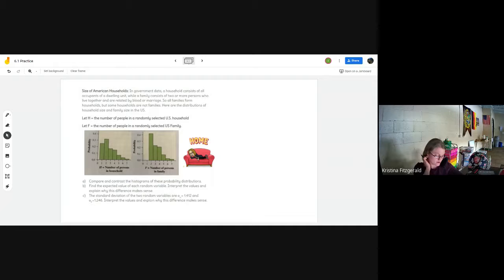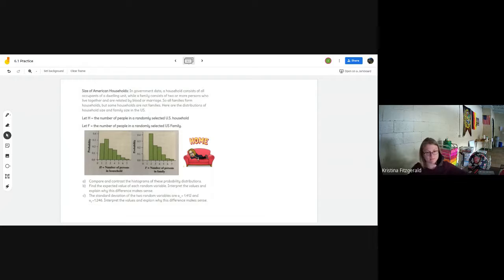So here are the distributions of household size in the US. We're going to let H equal the number of people in randomly selected US households, so people just residing under the same roof. And F is the number of people in randomly selected families. This is the distribution of the number of people either in your household or in your family unit. So we're going to compare and contrast these two.